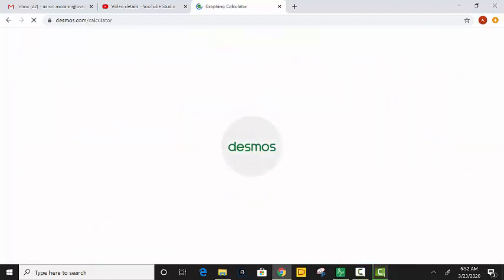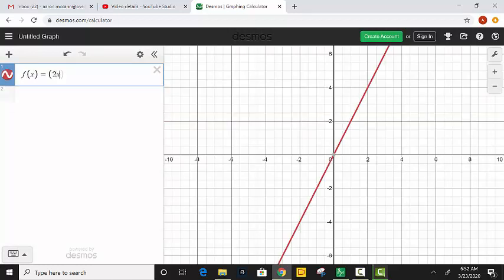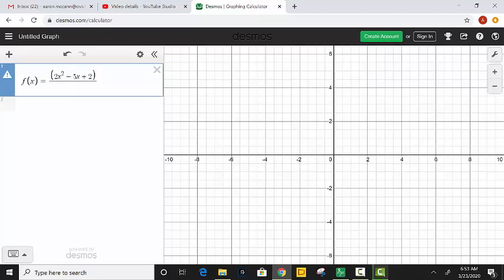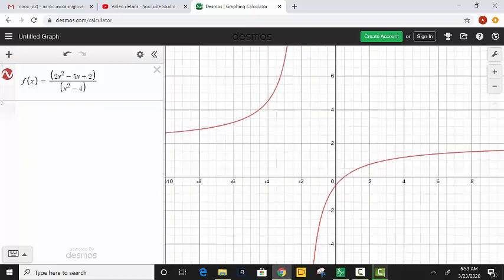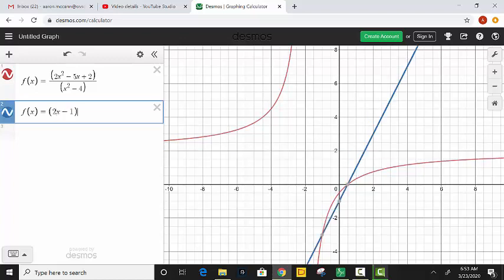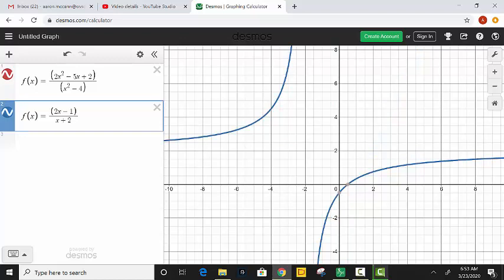Okay, and then just as always, guys, I'm going to jump over to show you that this does indeed check. So if I go to Desmos and I type in the function (2x squared minus 5x plus 2) divided by (x squared minus 4), you see that we do end up getting a graph. Now, I went ahead and typed in the original function. I just want to show you, what if I went through and typed in the reduced function, (2x minus 1) over (x plus 2). And what you'll notice is the two graphs look almost identical.